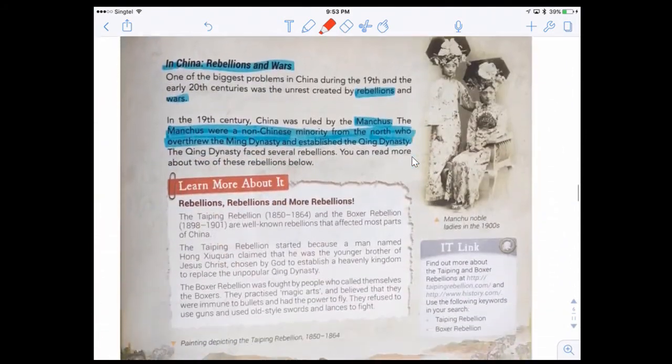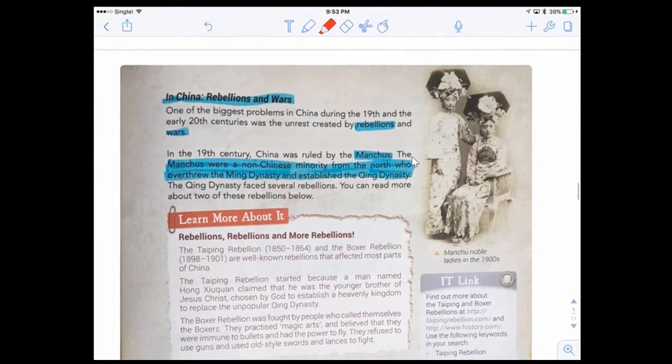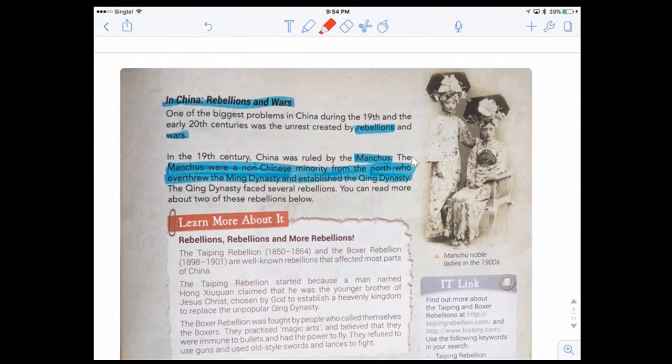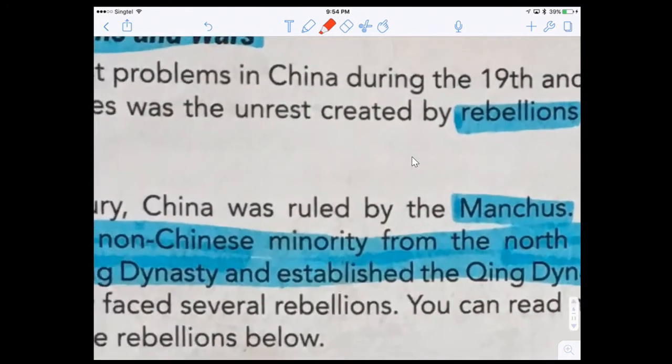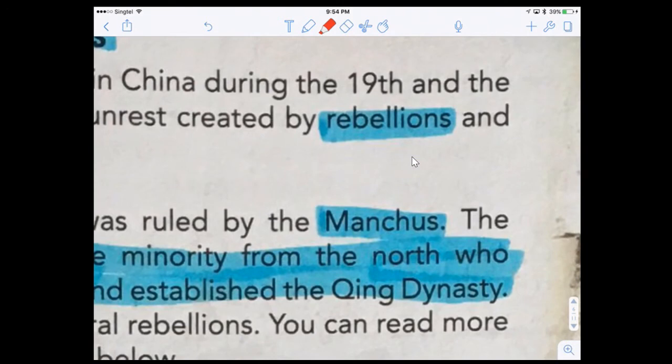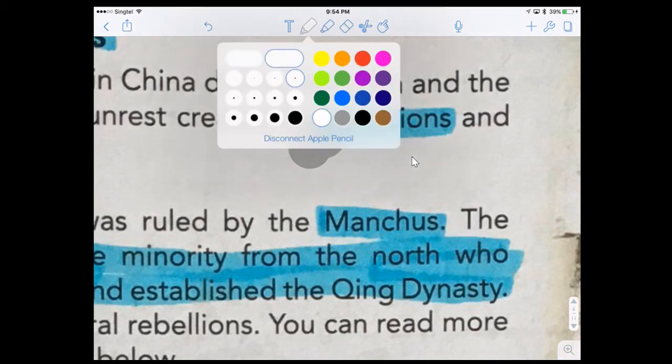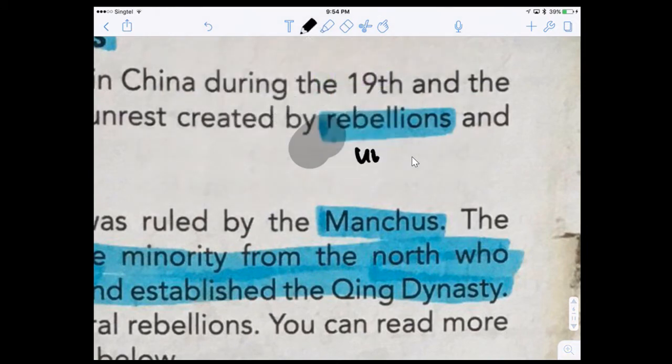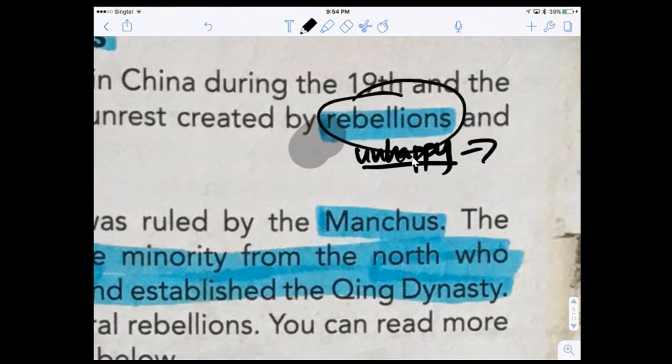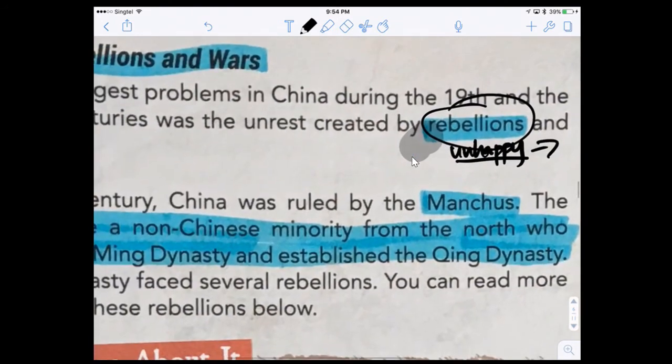So next thing, China. Now China is a bit complicated. For China's case, in terms of wars and rebellions, there's many. The first we're going to look at is rebellions. What is rebellions? Rebellions basically means going against the government. When people are unhappy, right? You are unhappy with the government. How do you show your unhappiness? By revolting, right? So they have a rebellion against the government. They go against the government.